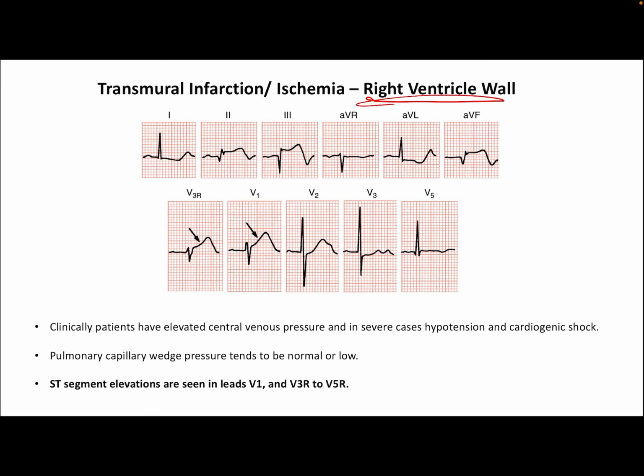In the right ventricular wall, the changes will be seen in V3 and V1. You can see the ST segment changes in V3 and V1.